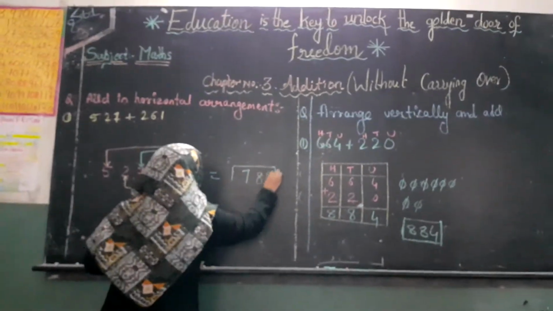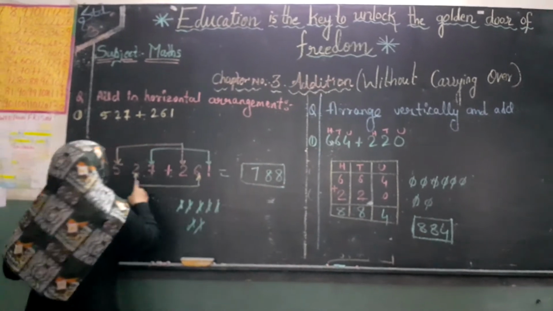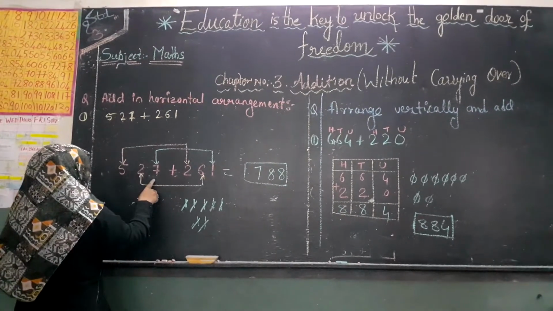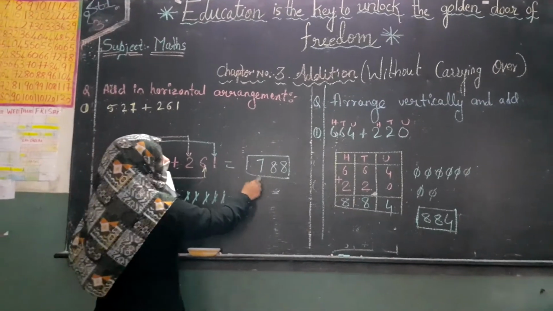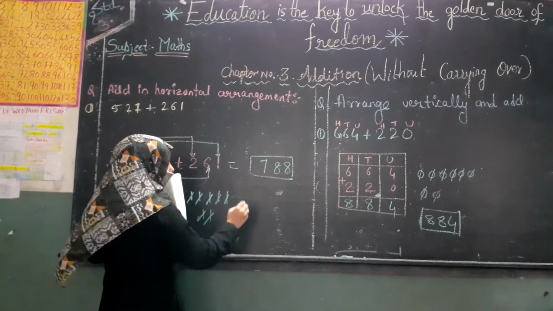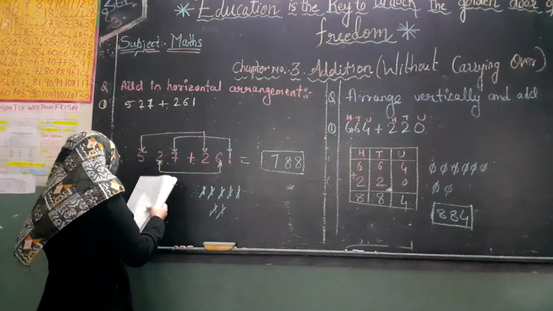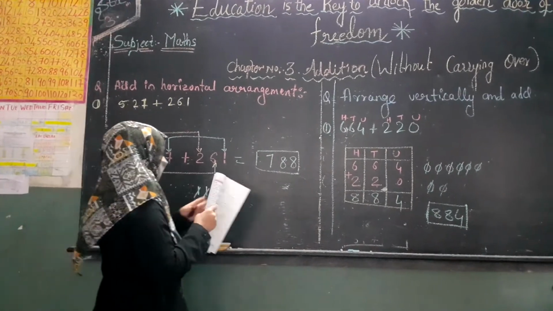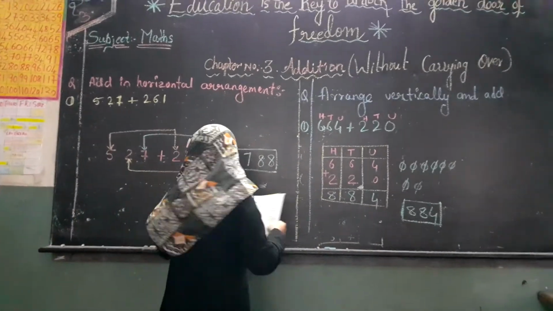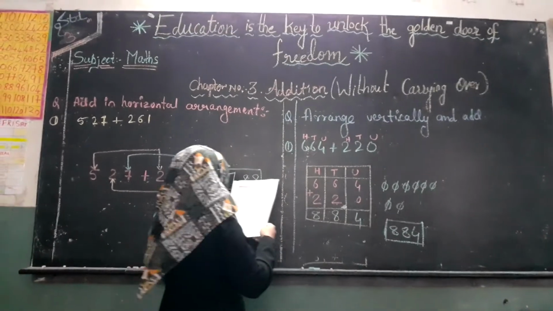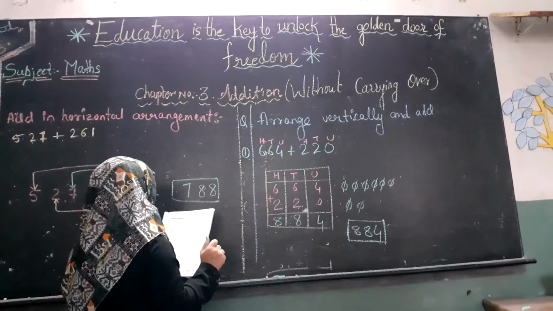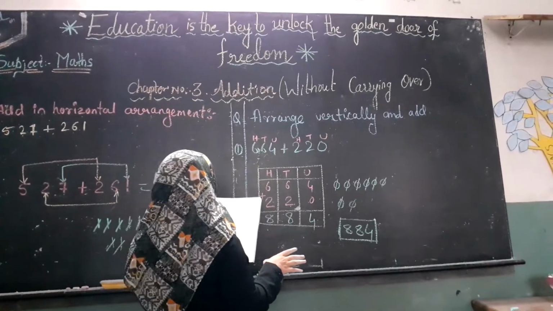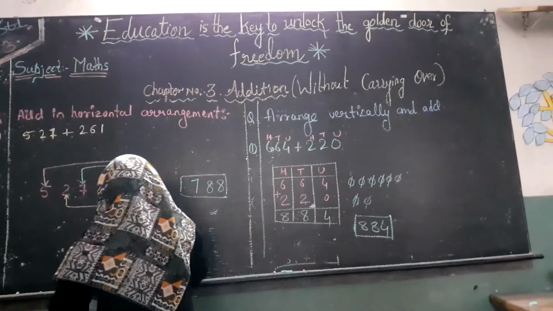So if we add 527 plus 261, we will get 788. Okay. Have you understood this? Now next page, page number 21, the next question is addition of 3 numbers. Now we will add 3 numbers.